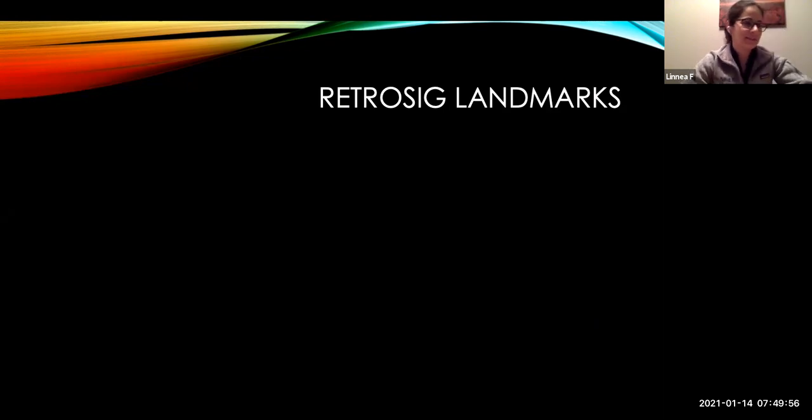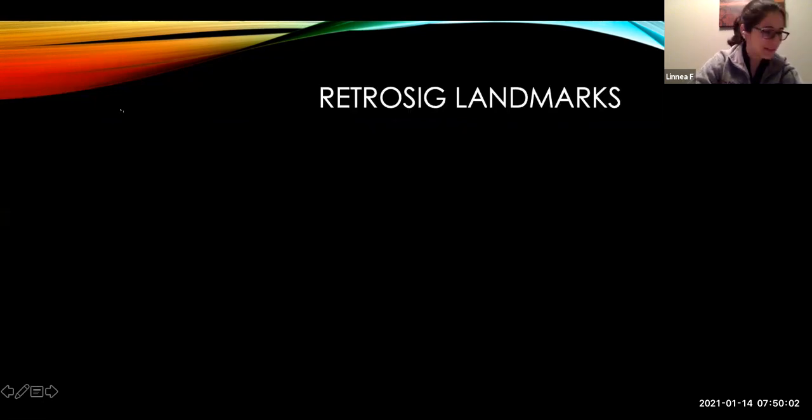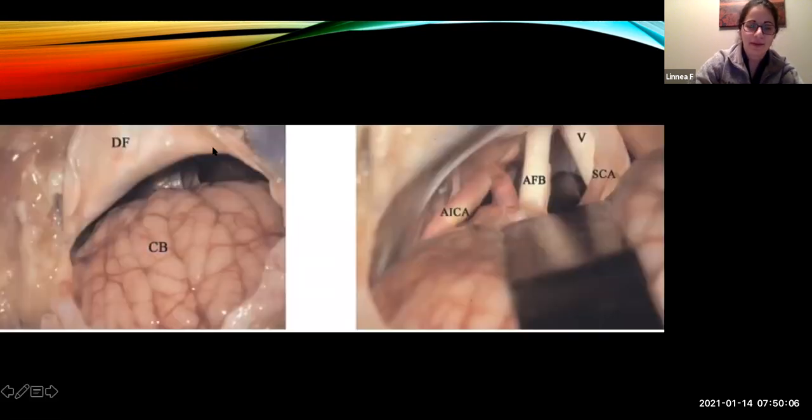Retrosigmoid landmarks. This is the part where I sort of was like, meh. Just things to remember. Oh, I didn't put an initial orienting picture. I apologize, that's my bad. So you're making a 4x4 centimeter craniotomy, and you're lifting up the dura. This is your dural flap, there's your cerebellum. You retract the cerebellum, and you can see the IAC.